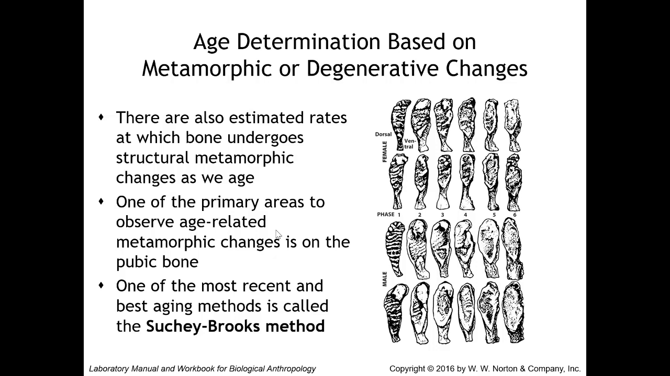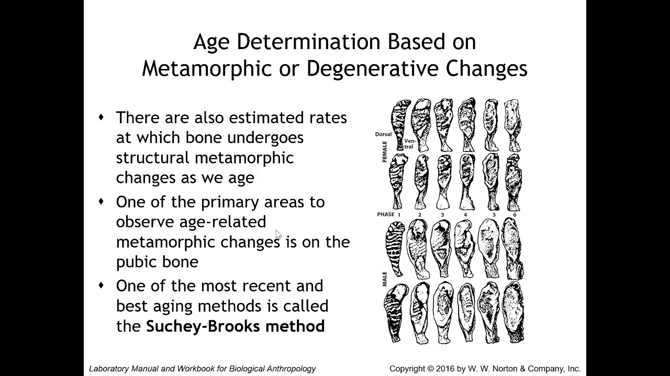This is a joint where the two pelvic bones meet anteriorly along the midline. That can then be observed on the symphysial surface of the pubic bone. Many age determination methods have been developed from the morphological changes of the pubic symphysis. One of the most recent and best aging methods is called the Suchey-Brooks method. In general, the prevalence of prominent and regular ridges on the symphysial face decreases as we age. The prevalence of rimming and bony nodules on the symphysial face will also increase as we age. And then the symphysial face becomes more concave as we age.